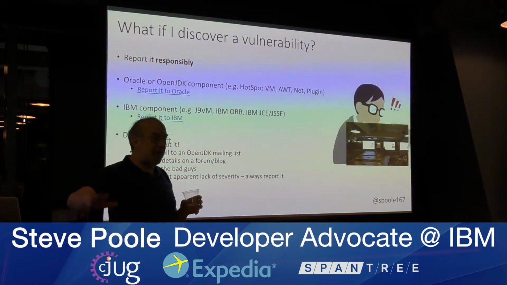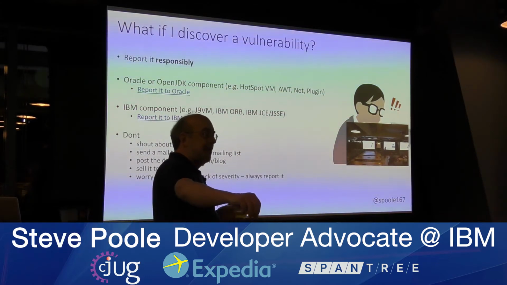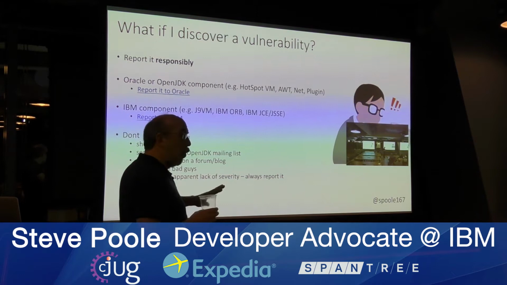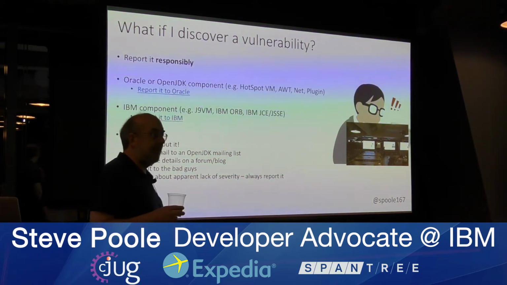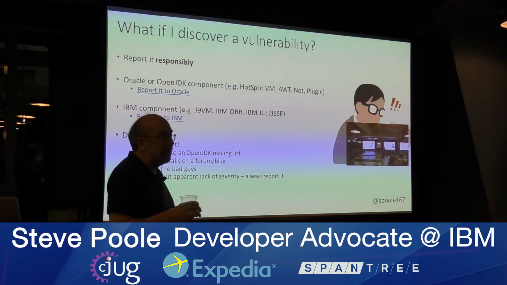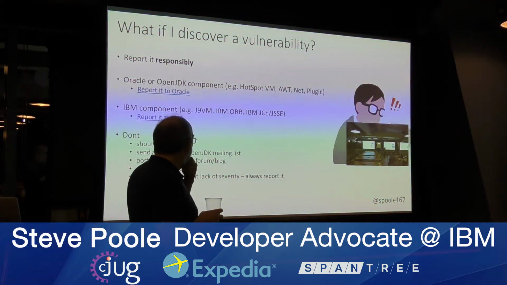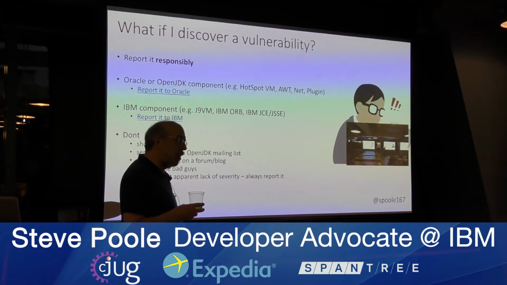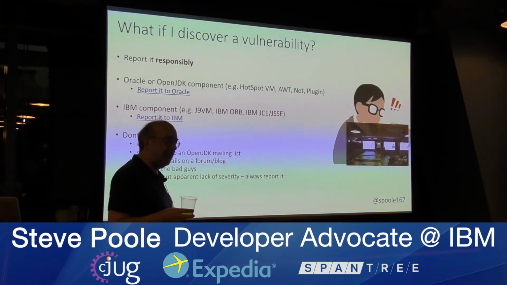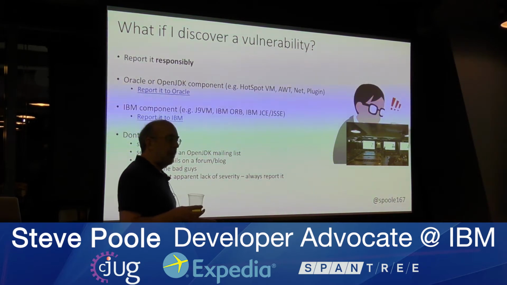Please don't tweet about the fact you found a vulnerability. That's just not a good thing to do. Don't send a mail about it. Keep it quiet. And don't sell it to the bad guys. I can't stop you doing that, because if you're that way inclined, you're that way inclined. But even if you're not sure, if you go, well, possibly, you just report it. What's the worst that happens? They go, thank you very much.